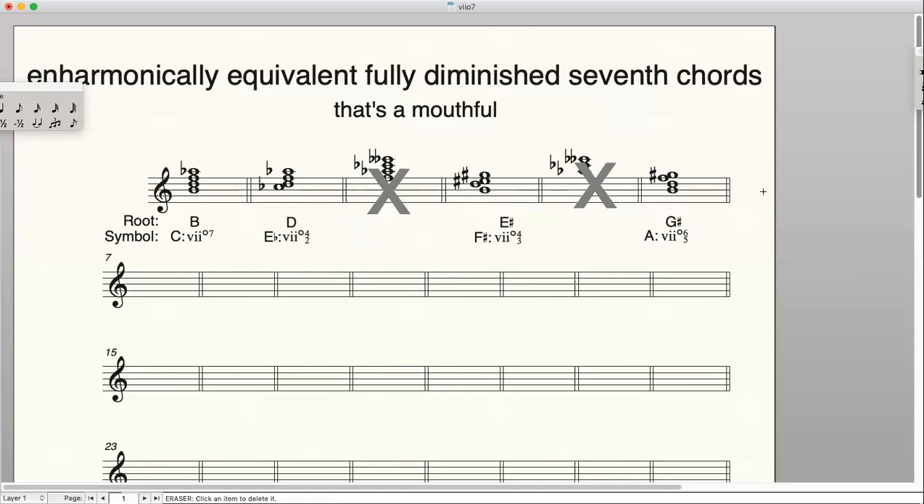Then the next one, where we're reconceiving this note, the D, as the new root, tonicizing E flat. And then the next one, we're taking this note, calling it E sharp, and tonicizing F sharp. And then finally, I'm taking the top note, respelling it as G sharp, and making that tonicize A.